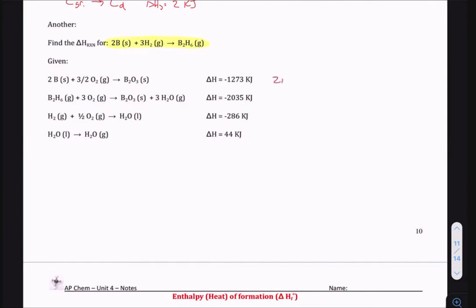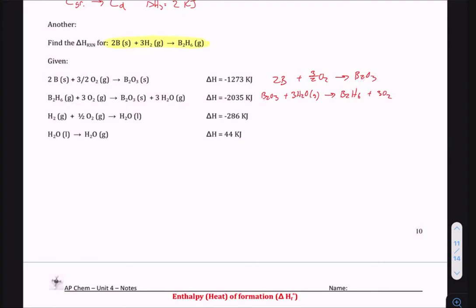So 2B plus 3 halves O2 forms B2O3. And I'm flipping the second reaction. So B2O3 plus 3 water. And I'm going to include the states here because water is in a couple of different states and we need to be specific. I'm not going to write the states for the other ones because they're not specific. All right. So as it stands right now, does everyone see how B2O3 would cancel?